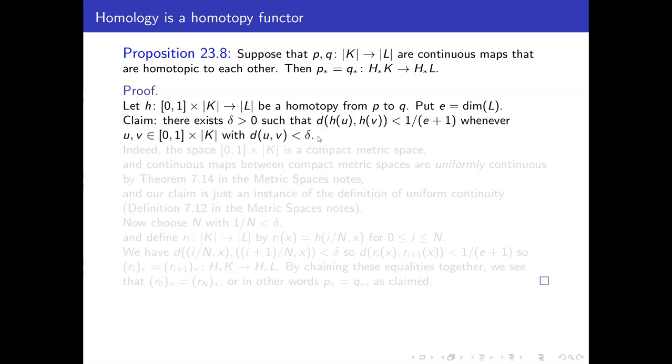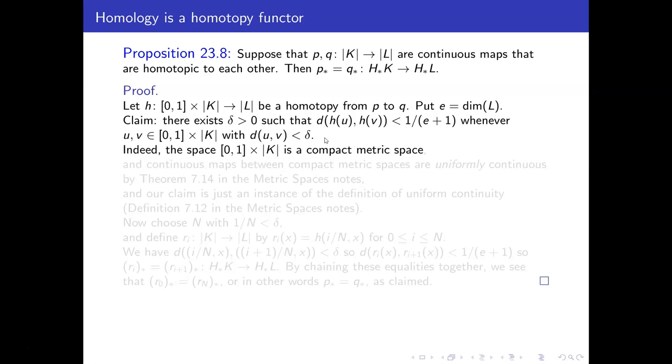Because this is almost just saying that H is a continuous map. If we allowed this delta to depend on U, then this would just be saying that H is continuous. But here we said that there exists some delta such that this works for all U, so delta is not allowed to depend on U, and that's a little bit different. That's not continuity, but uniform continuity.